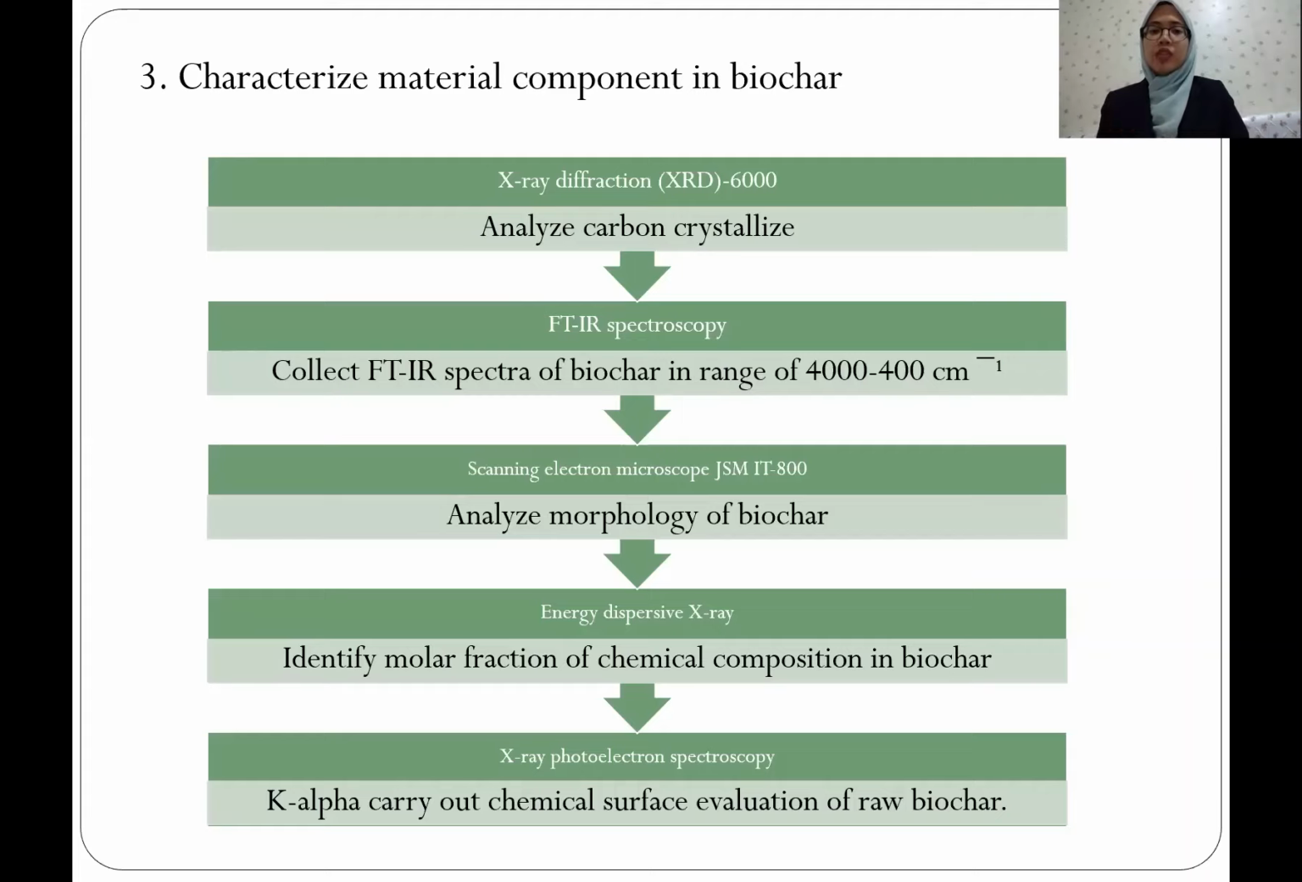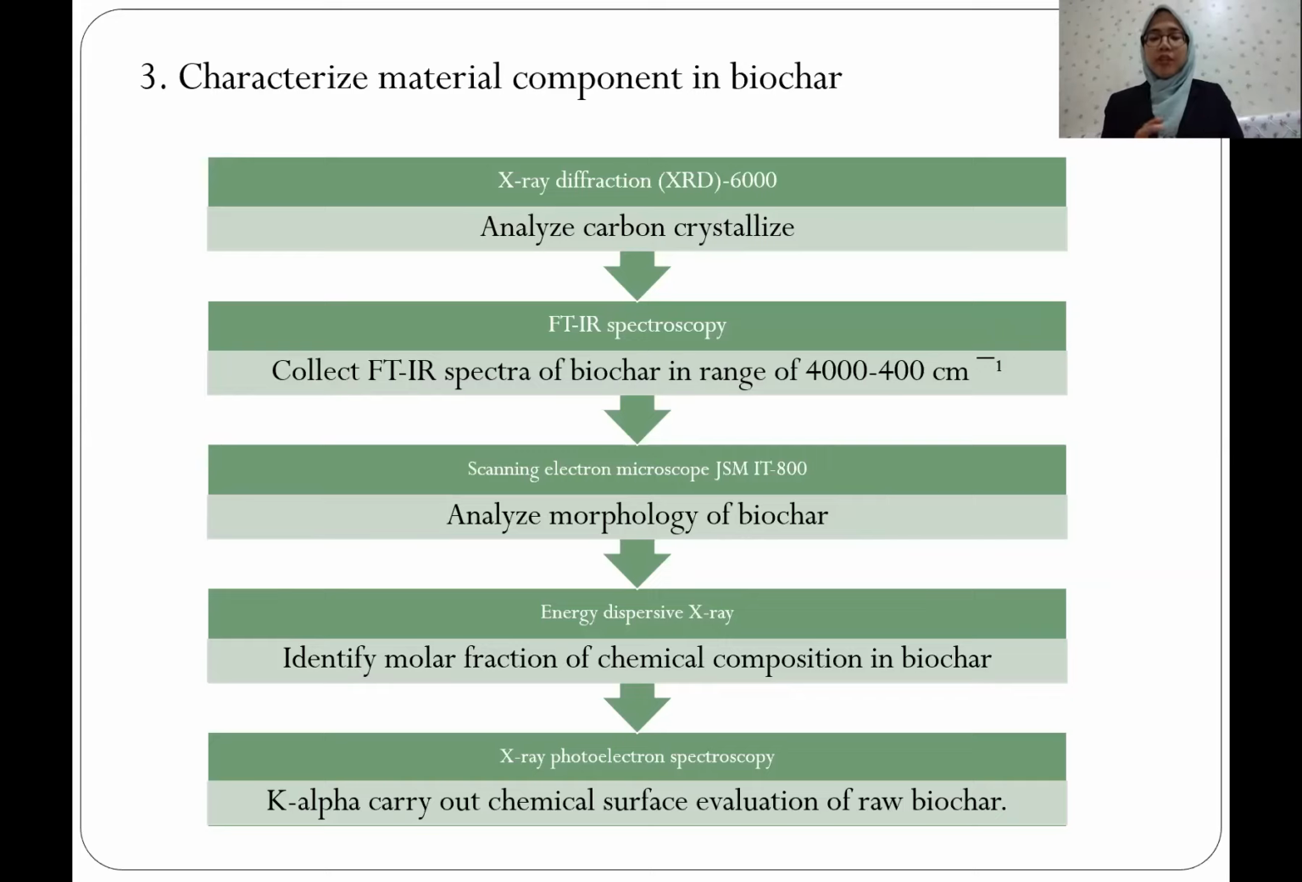So firstly, X-ray diffraction, XRD 6000, will be used to analyze the carbon crystallinity. And then FTIR spectroscopy will also be used to collect the FTIR spectra of the biochar in the range of 4,000 to 400 cm^-1. Then, we need to analyze the morphology of biochar. In this case, we will use the scanning electron microscope, GSMIT 800.